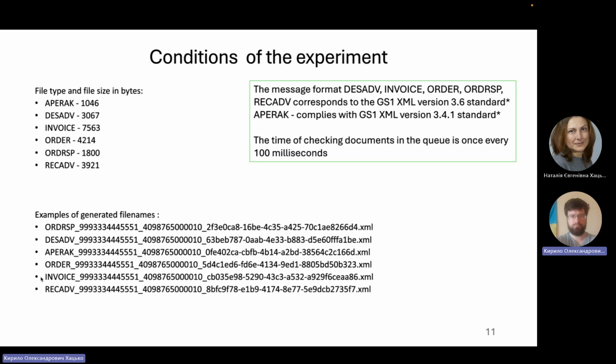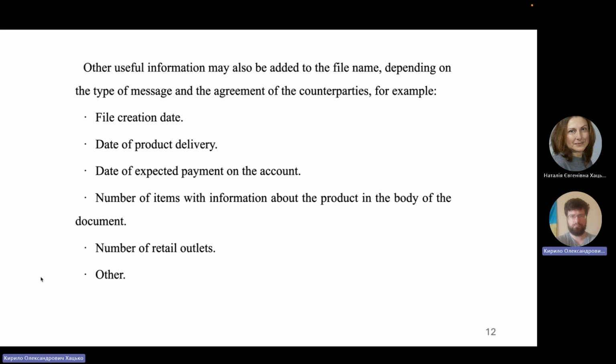One slide later I will provide our results, but in the future there are a couple of additional things that we can use. For example, dates used in the message, the date by which product delivery needs to be done, or expected payment, etc. So there is a lot more information that could be encoded in the file name, and it highly depends on the exact business and what the business needs: by which criteria the business decides which messages are more important and which are less important.